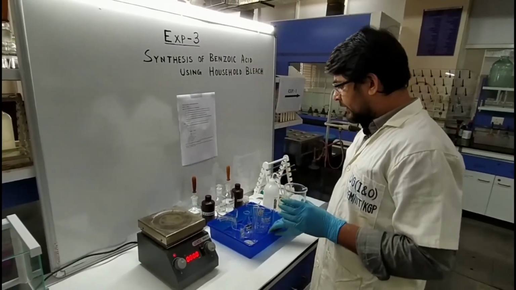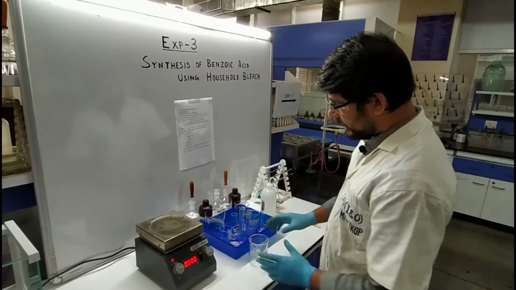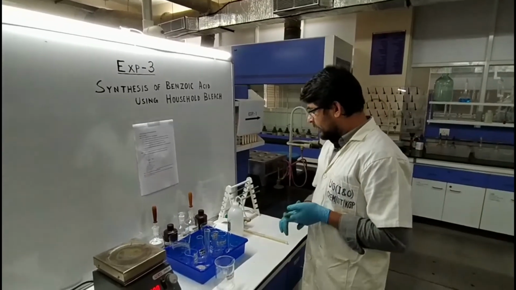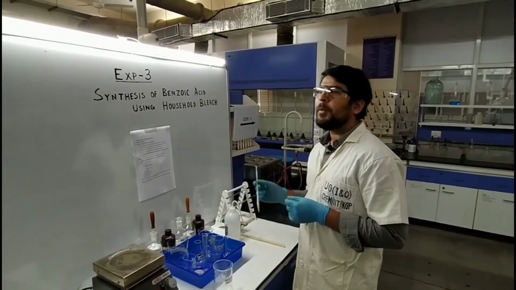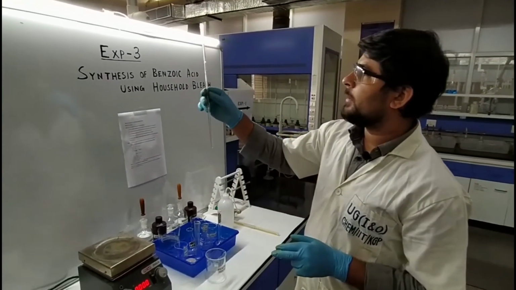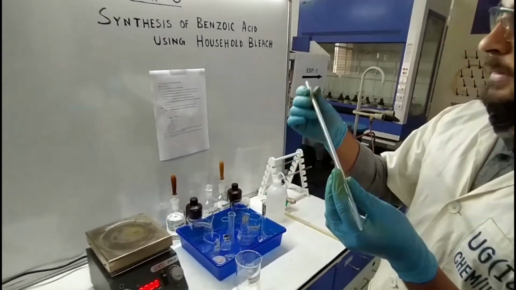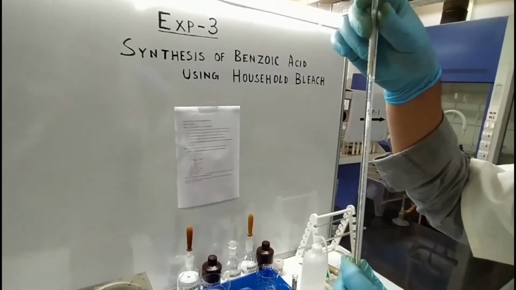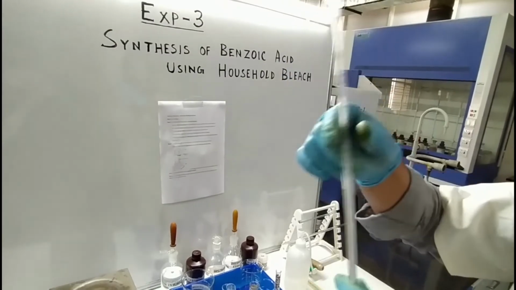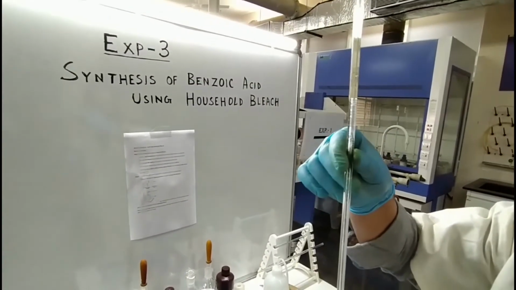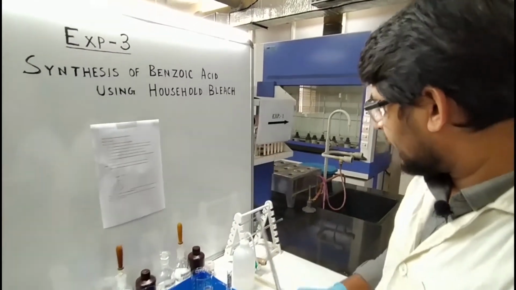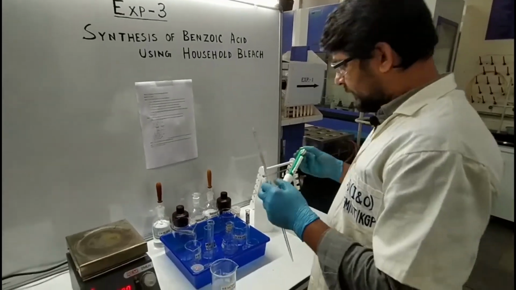So what things are required to start the experiment, to start the reaction? First of all, we need 0.72 ml acetophenone. Here you can find a pipette exclusively for acetophenone, and it can measure only 1 ml. So how much is needed? 0.72 ml. I am going to take this 0.72 ml acetophenone.